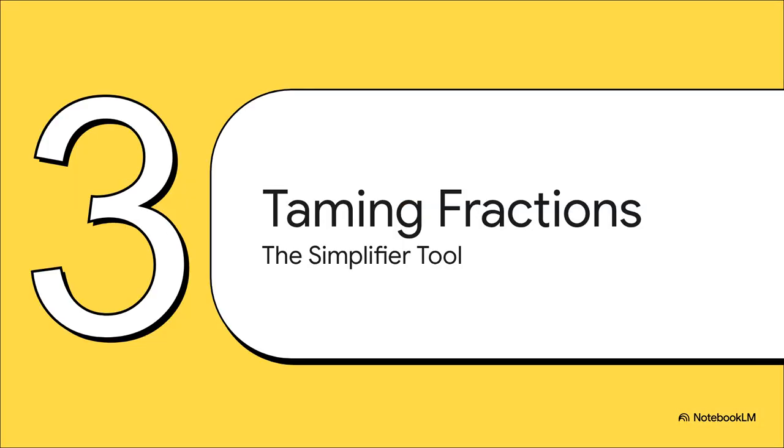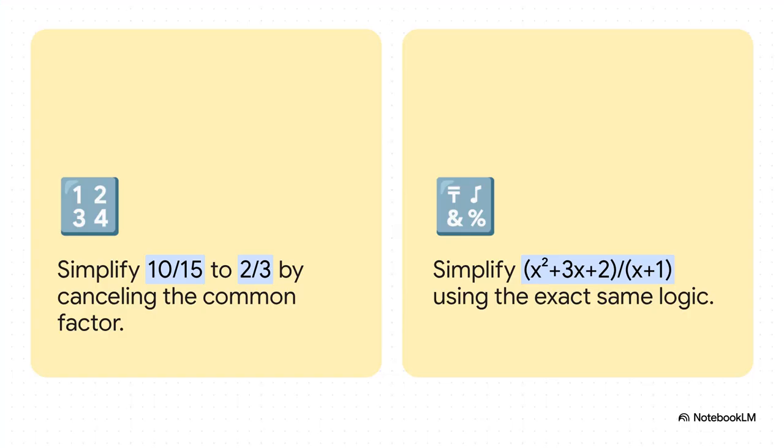All right, next up in our toolbox is the simplifier. We're talking about algebraic fractions, or what are sometimes called rational expressions. Yeah, they can look pretty intimidating, but with this tool, we're going to clean them up and make them totally manageable. Here's the secret. The logic is exactly the same as it is with simple numbers. I mean, how do you simplify 10 over 15? You find the common factor, which is 5. Well, for the algebraic fraction on the right, we do the same thing. First, we factor the top part into (x+1)(x+2). And now, look at that. You can see the common factor is x+1 on both the top and bottom. So we can just cancel it out and simplify the whole thing.